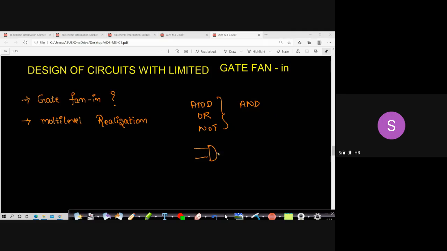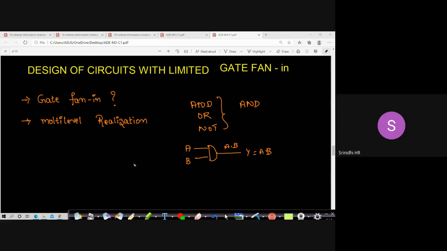Let's say this is my input one and this is my input two. What is the output which I am having? That is A dot B. So here Y is equal to A dot B.